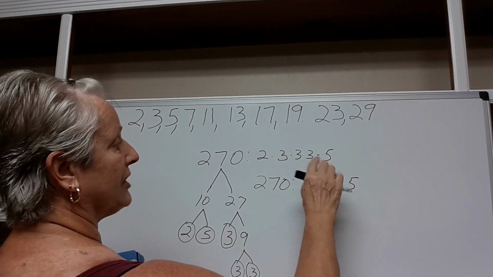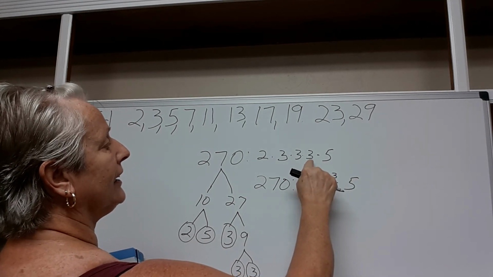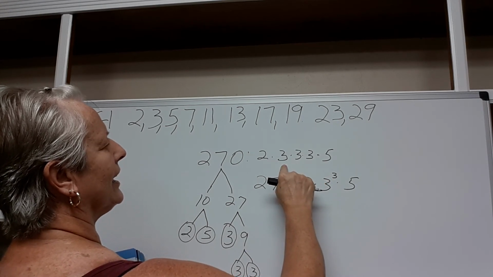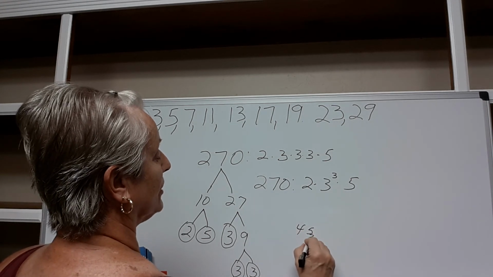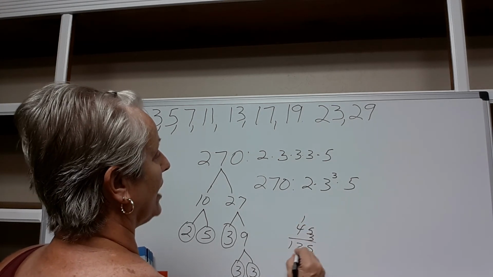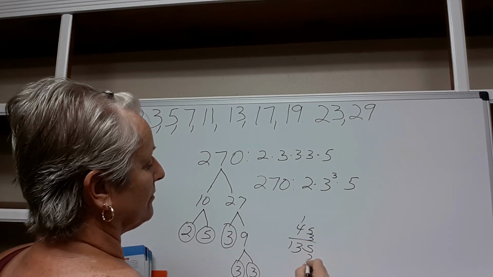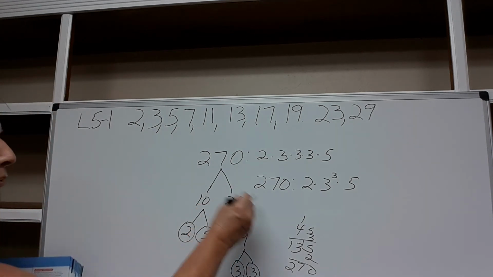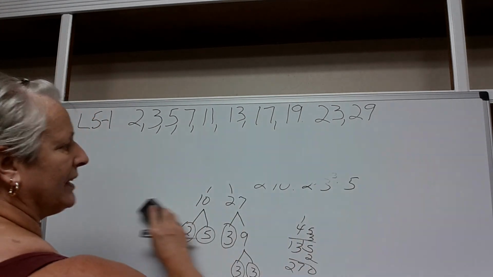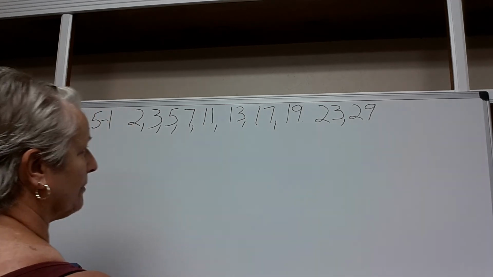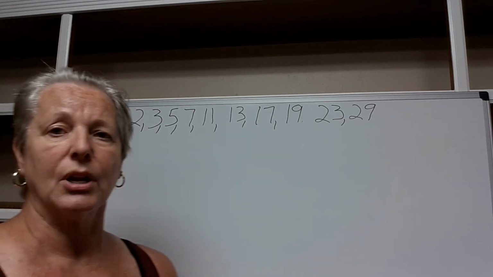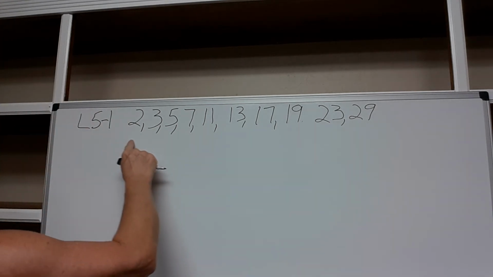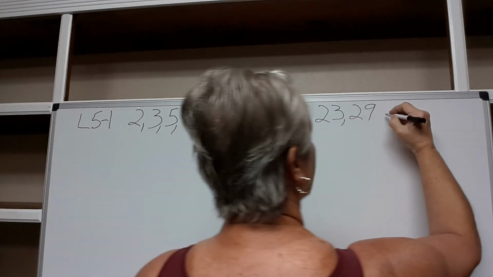Whoops, we forgot to count this back. 5 times 3 is 15. 15 times 3 is 45. 45 times 3 is, okay, now I'm going to have to multiply that. 15 times 3 is 45, plus 90 is 135. 135 times 2 is 270. Okay, so it's what we started with. I hope this is simpler for you. Remember your divisibility rules. Review those before you do this, and make sure you have these first 10 prime numbers.